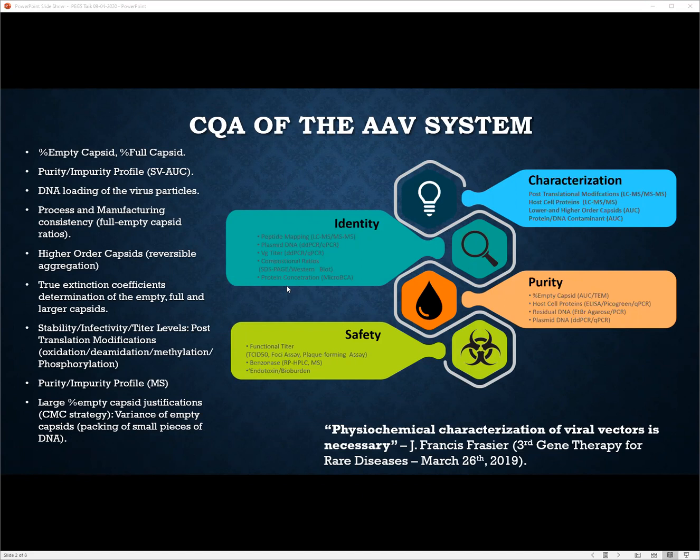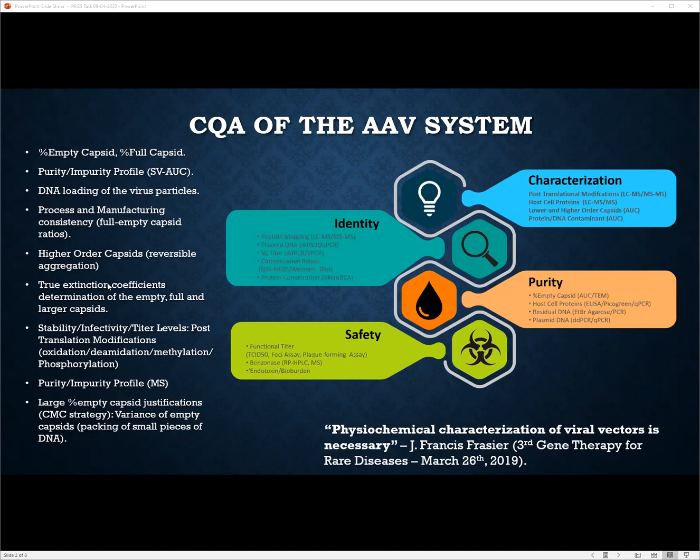In this case, you're looking at your percent empty capsids, percent full. In certain cases, you can look at your impurity profiles and even your DNA to virus particle loading. It can be used at times to look at process development changes, manufacturing consistency, and so forth. Other techniques such as DLS can look at your higher order capsids, which is defined as anything larger than your full capsids, called higher order capsids or aggregation. You can even get true extinction coefficients in certain cases of your empty, full, and larger capsid species.